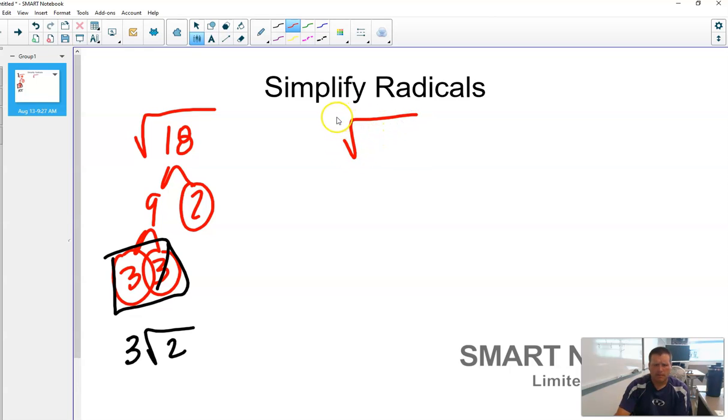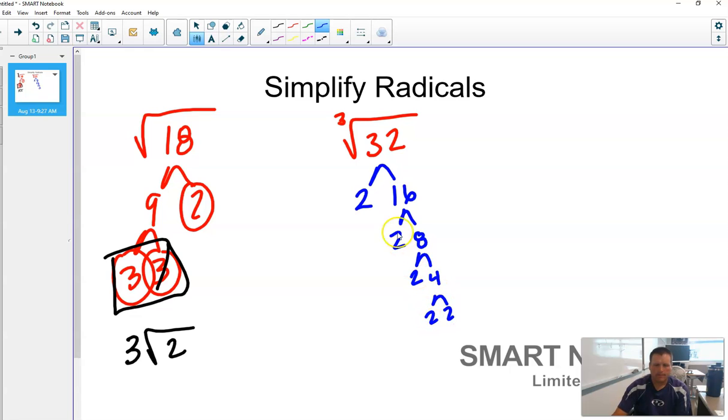Like if I had, let's say, the cube root, and that's a cube, not a 3 here. Let's say we had the cube root of 32. Okay. We're going to still do the same thing. We're going to break this down and find its prime numbers here. And then instead of pairing them, because it's a cube root, we have to have 3 of one value. So I'm going to grab a group of 3 instead of 2.